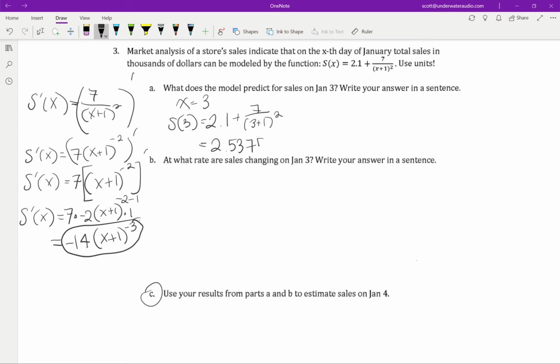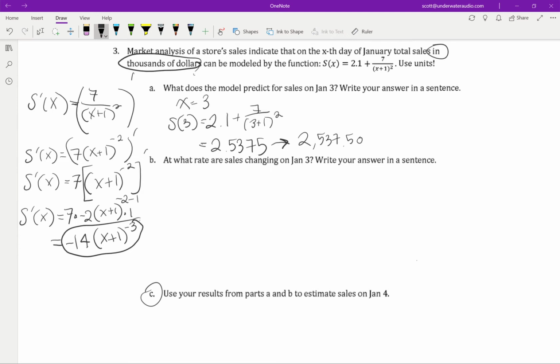2.5375. This is important. It's in thousands of dollars. So I would multiply this number by 1,000 when I think about what it means logically. So that number corresponds to $2,537.50.